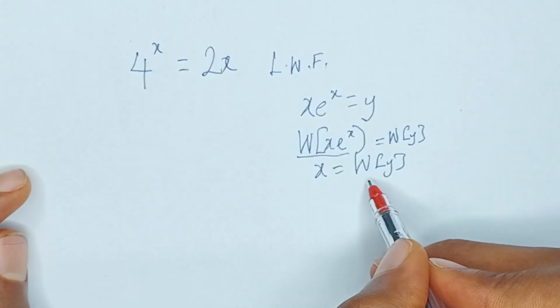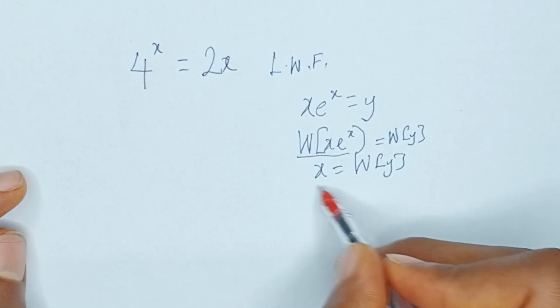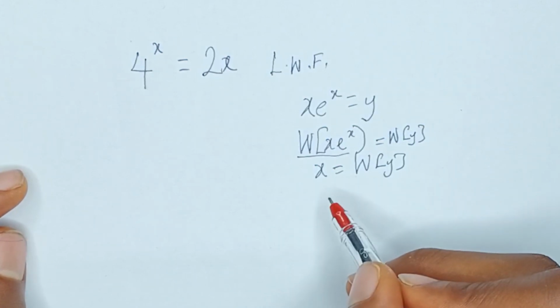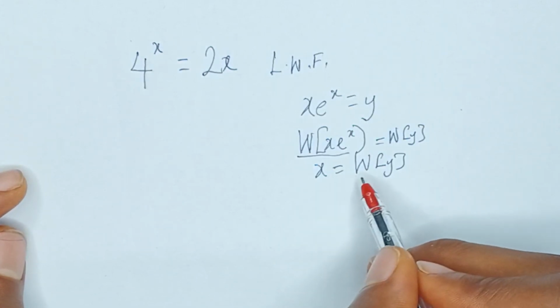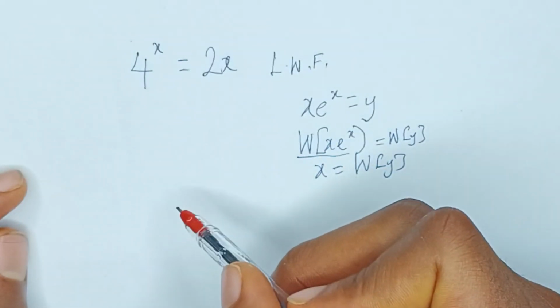And this W of y simply stands for product log, okay? So there's a calculator known as Wolfram Alpha. If you enter this, we get the product log of y, okay? Now, we're going to apply this here, but it's going to be a bit different.